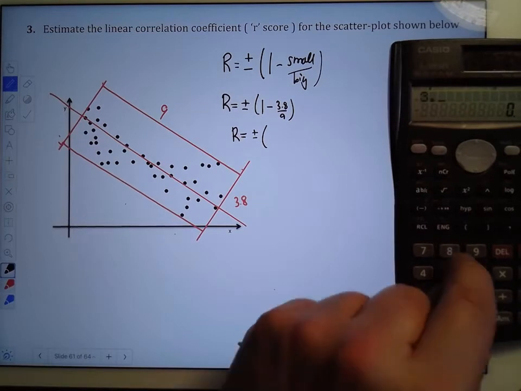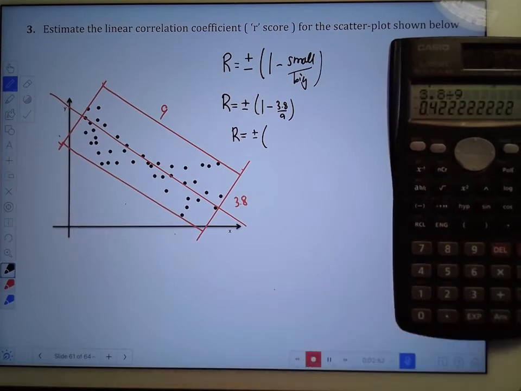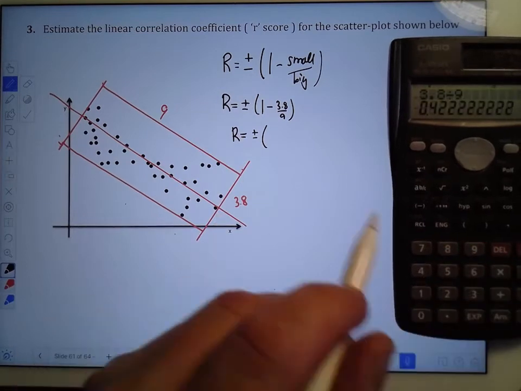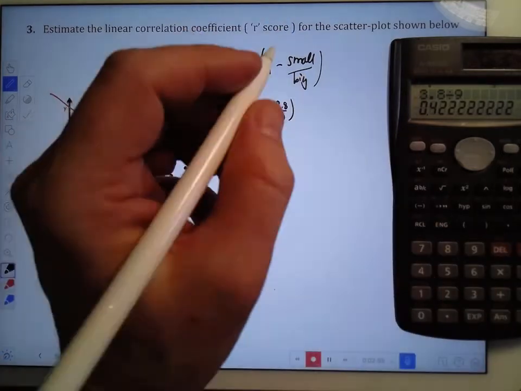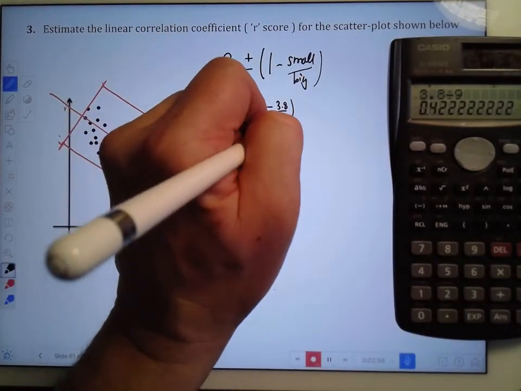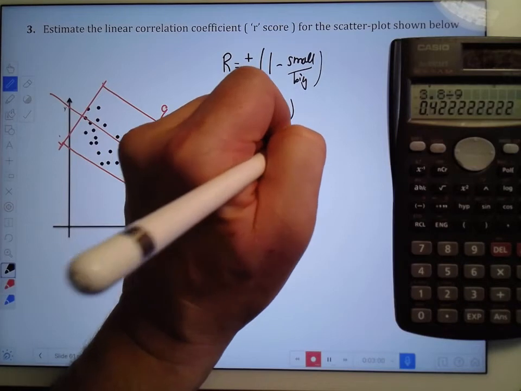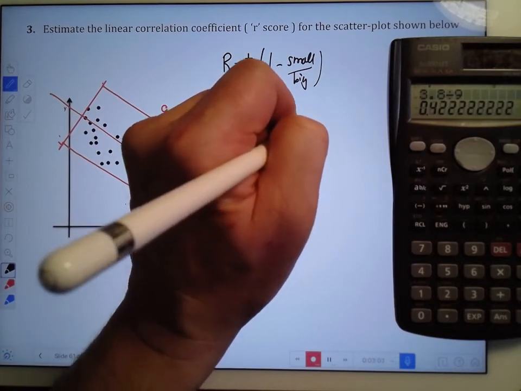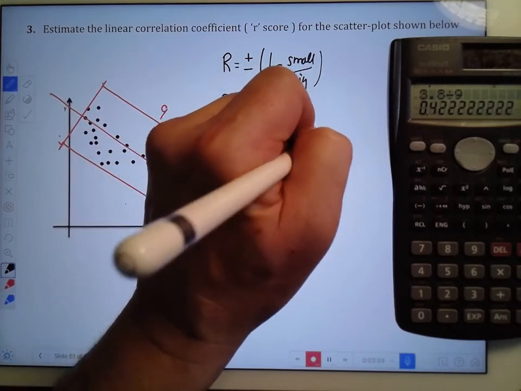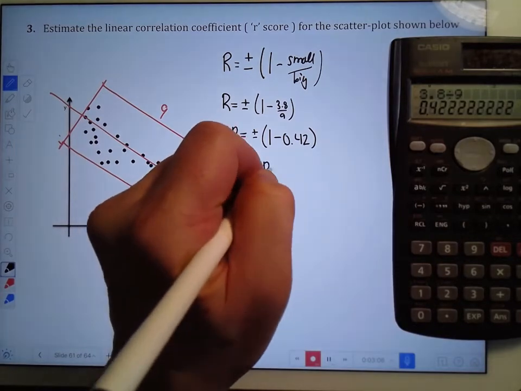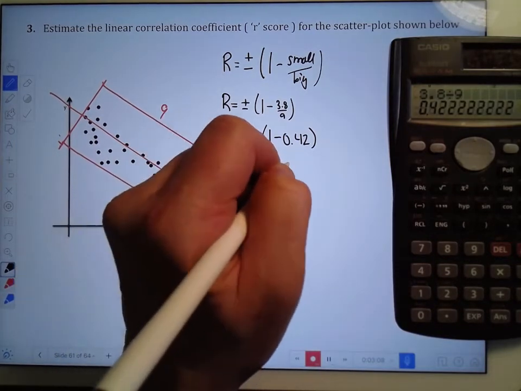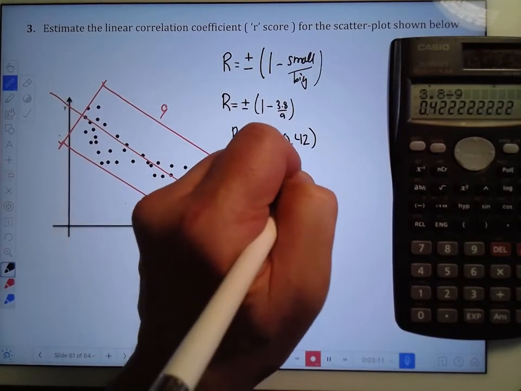3.8 divided by 9 is going to give me 0.42 with the 2 repeating, so we'll just round that to 2 decimal places. 2 is enough. That's 1 minus 0.42, which is R is equal to 0.58.